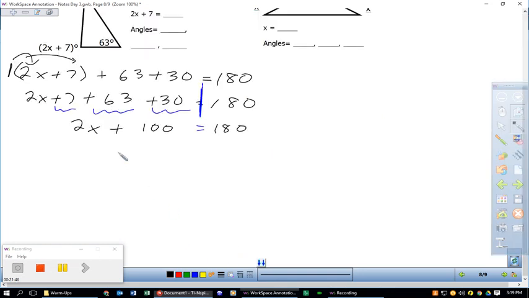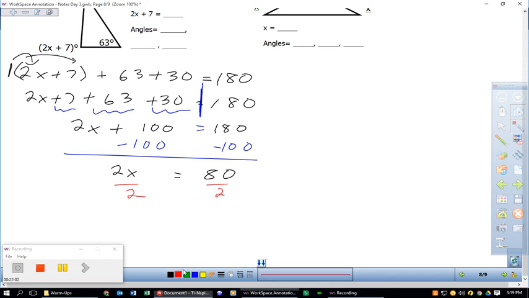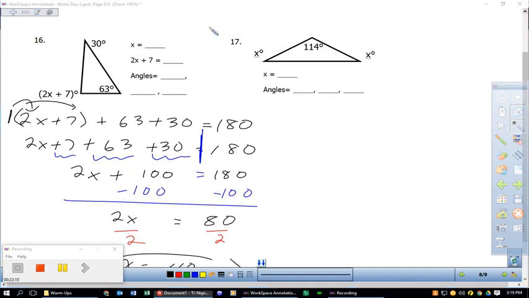Subtracting 100 from both sides, that's going to be 80. So we get 2x equals 80. Dividing both sides by 2, x equals 40. That is not our final answer. X is 40. That's the first blank.